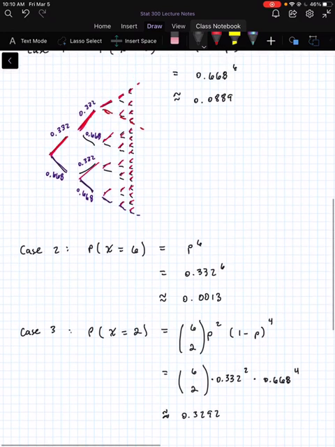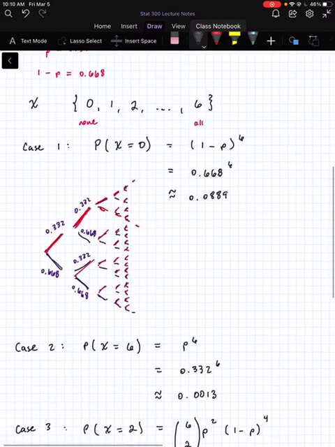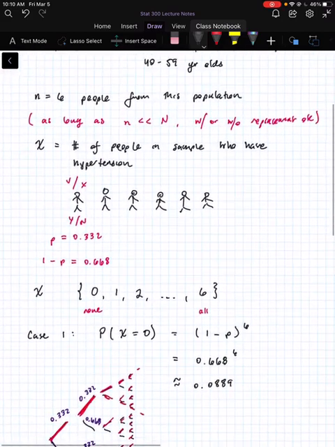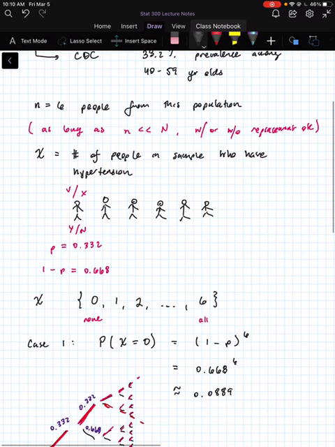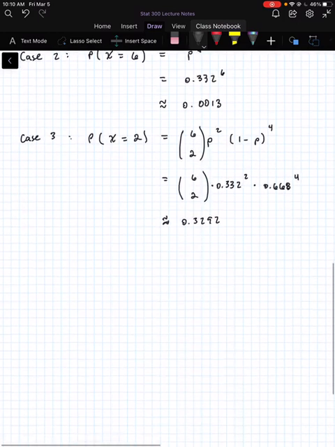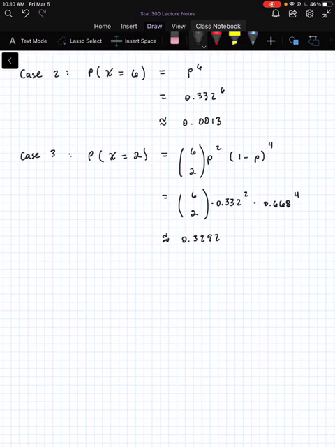And that actually makes sense. So 2 out of 6 is roughly 1/3. And if the point prevalence of an individual having hypertension is roughly 1/3, then it makes sense that this is a much more likely outcome than the other outcomes that we observed.